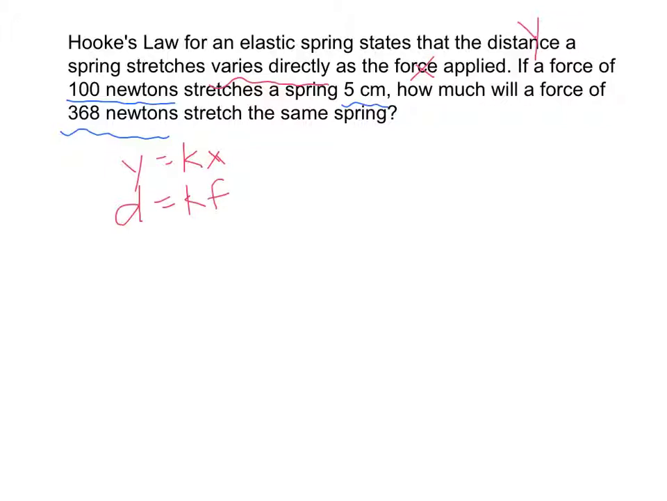So it says that a force of 100 newtons stretches a spring 5 centimeters. So 5 equals k times 100. Now we can divide both sides and we can get k. So in this case, k is going to be a decimal, which is OK. So k is 0.05.